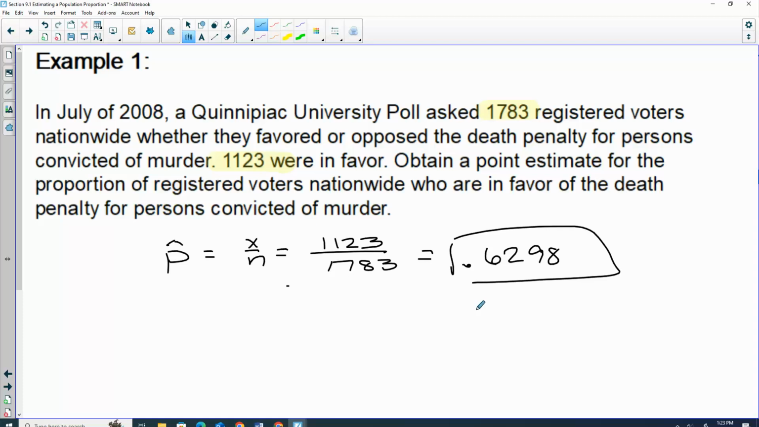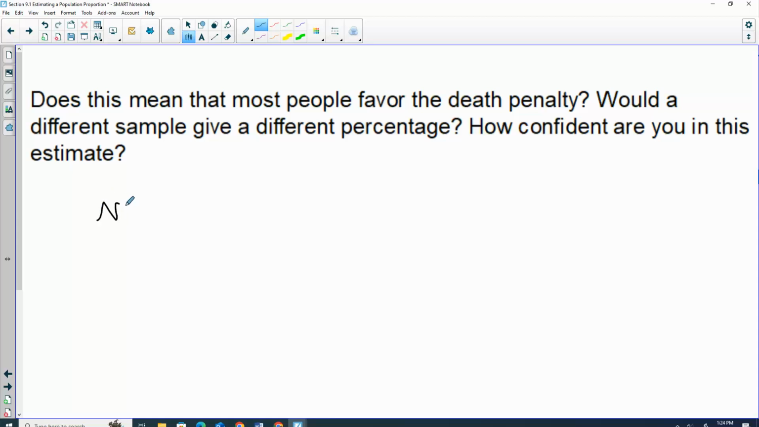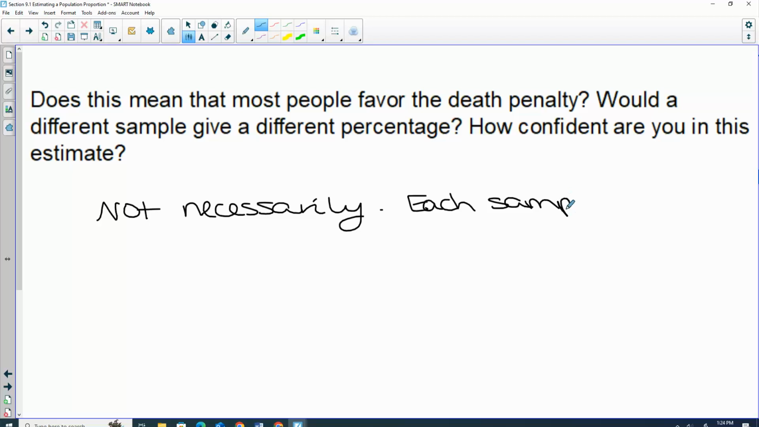So, trying to understand our point estimate a little bit. Does this say that in the entire population, most people would favor the death penalty? Not necessarily. It's possible, but do I know for sure? No. So, does it mean most people are in favor? Not necessarily. Do you think a different sample would give a different percentage? Yes. Each sample would likely be different.